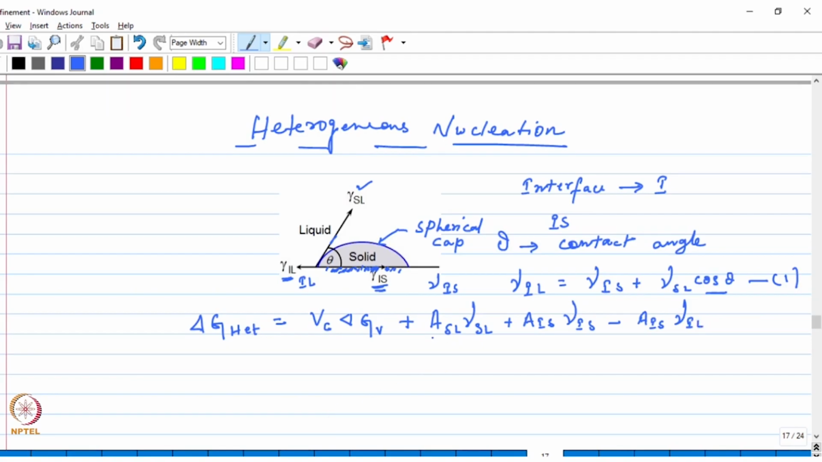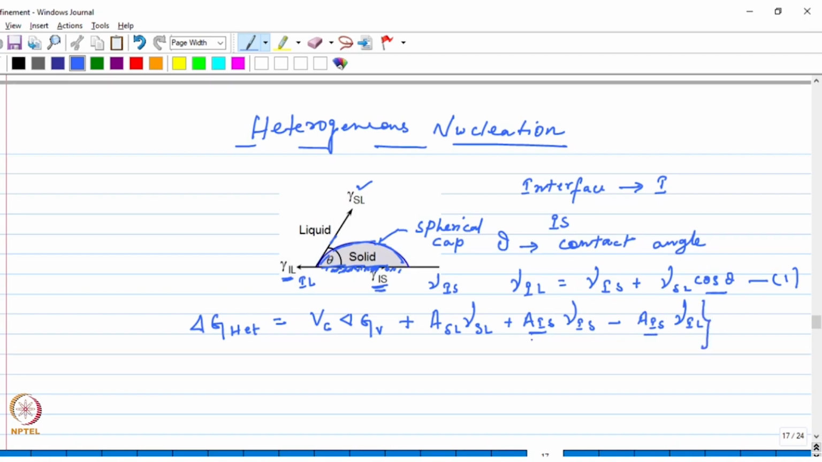Where ASL is the area of this interface here, which is the solid-liquid surface. Similarly, this is the area which is here, the heterogeneous surface and the solid, that particular interface. And you can also see the corresponding surface energies.